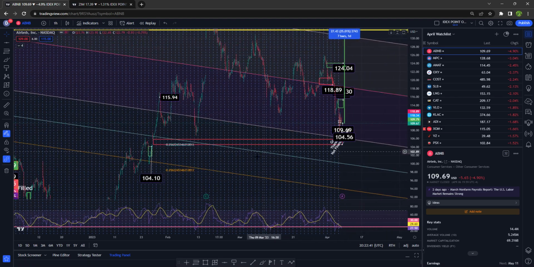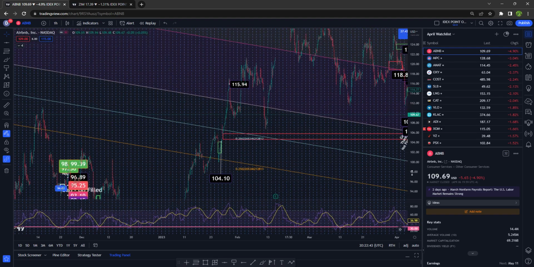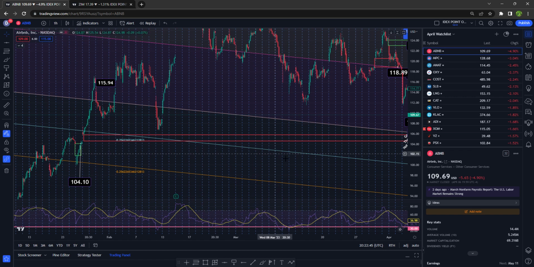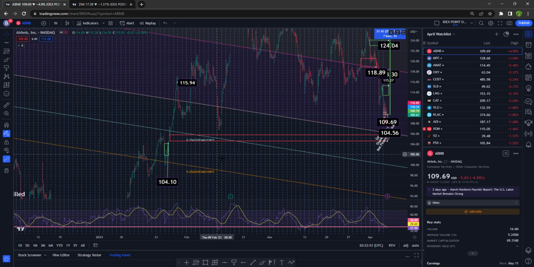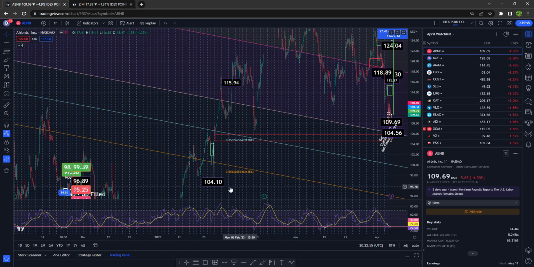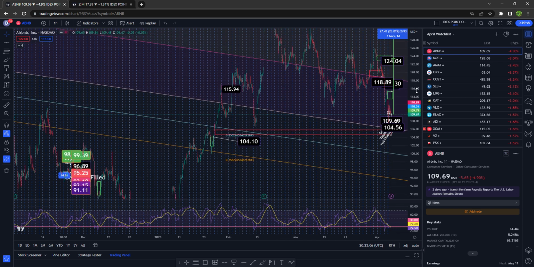The gap that Marat was talking about formed roughly on the 25th of January. And this gap here, when I was tracking it just for myself and I didn't publish the video, closed at $104.10. This stock has whipped us around.